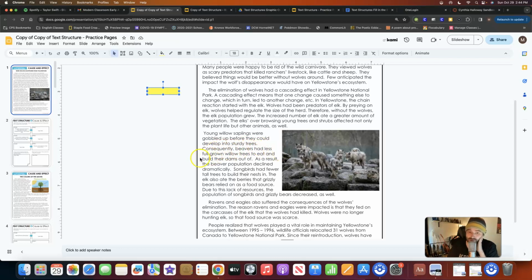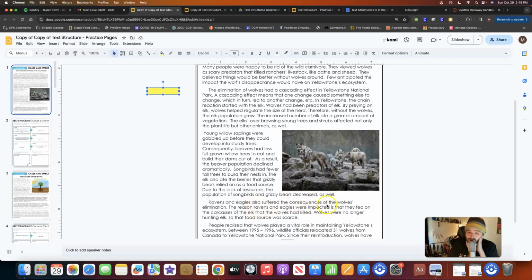Consequently, beavers had fewer full-grown willow trees to eat and build their dams out of. As a result, the beaver population declined dramatically. Songbirds then had fewer tall trees to build their nests in. The elk also ate the berries that grizzly bears relied on as a food source. Due to this lack of resources, the population of songbirds and grizzly bears decreased as well.